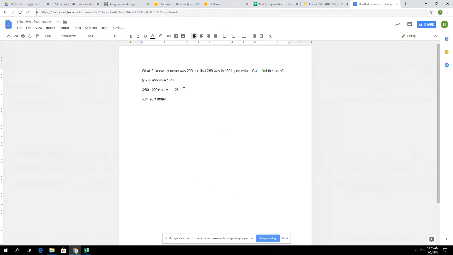And so to answer this question, if I knew that my mean was 200 and that 260 was the 90th percentile, or 90% of the data was below 260, can I find the standard deviation? The answer is yes. If I take out my calculator and I go 60 divided by 1.28, I get that the standard deviation for this problem was 46.875.